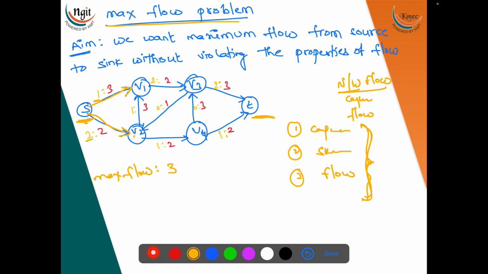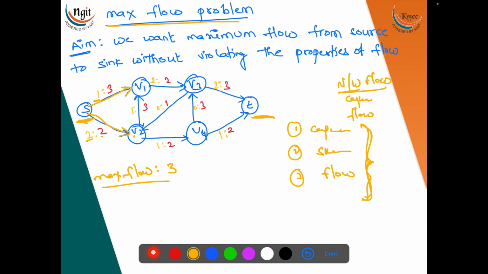How have I calculated this? It is the flow which is coming out from the source, and that is 1 and 2. The flow which came to T is also 2 plus 1, which is 3. So the flow of this network is 3.